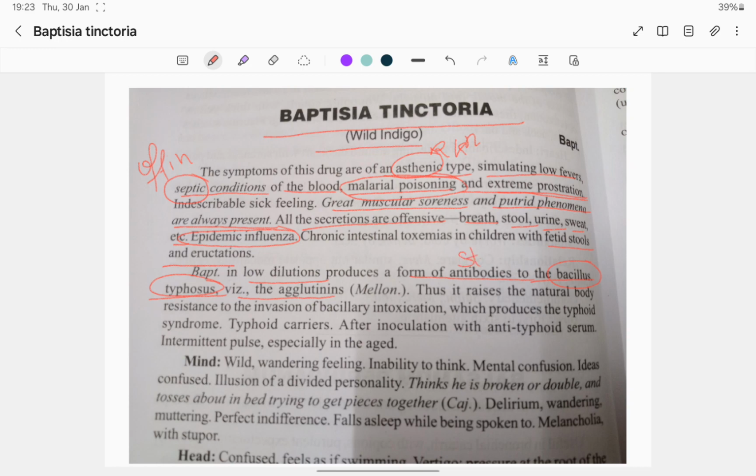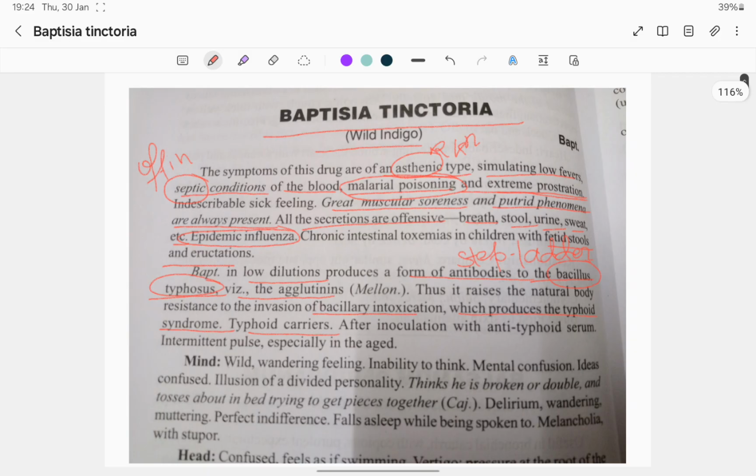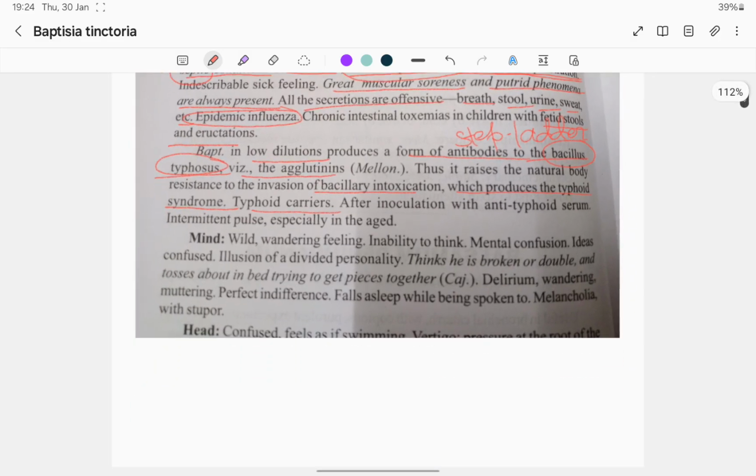This is the step ladder pattern seen in typhoid fever, also known as enteric fever. Thus, it raises the natural body resistance to the invasion of bacillary intoxication which produces the typhoid syndrome, typhoid carriers. So, this is all the general information written in Boericke Materia Medica about Baptisia.